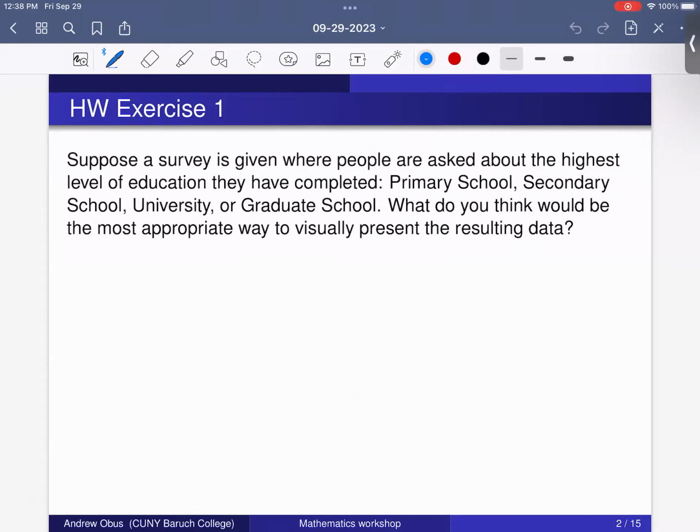So this first exercise doesn't really have a right answer, right? Suppose a survey is given where people are asked about the highest level of education that they've completed: primary school, secondary school, university, or graduate school. And the question is, what do you think would be the most appropriate way to visually present the resulting data? There's a couple of reasonable answers, and I'm interested to hear an argument for whichever your preferred answer is. So does somebody have an opinion on this?